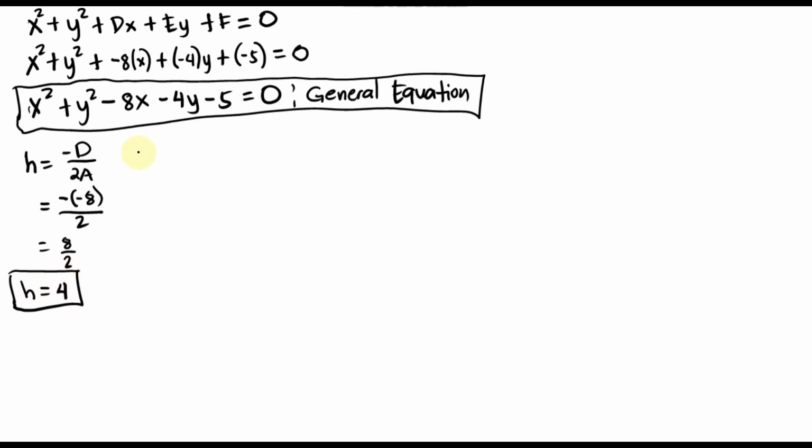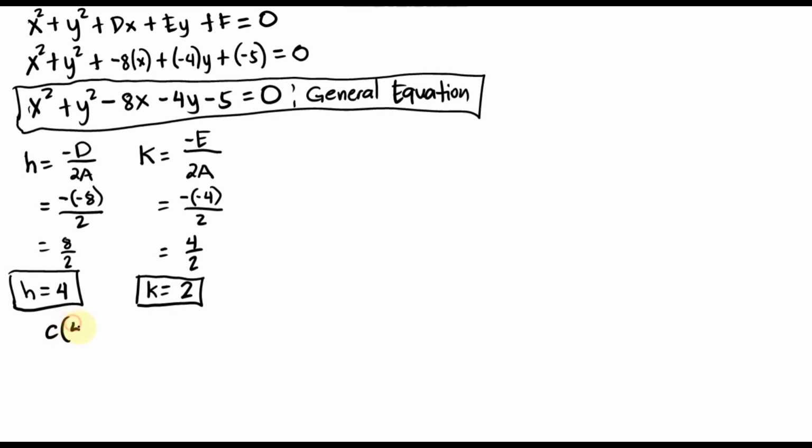Next, the value of k. So formula, we have negative e over 2a. So ano yung value ng e natin is negative 4. So negative times negative 4 over 2. So equals 4 over 2. So the value of k is 2. So ang center natin is at 4 and positive 2.